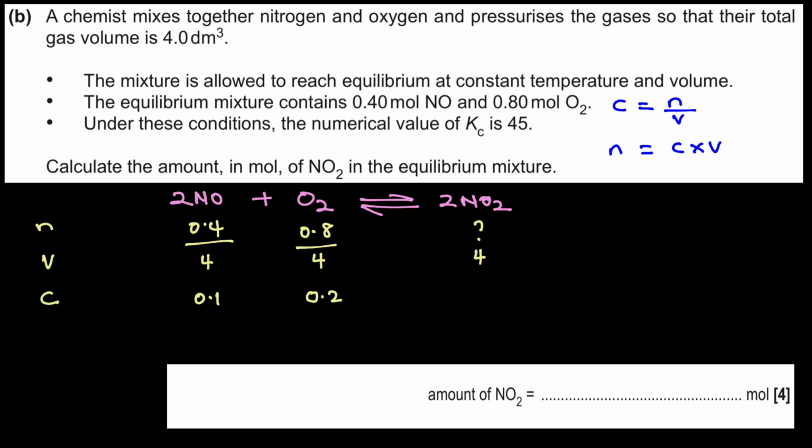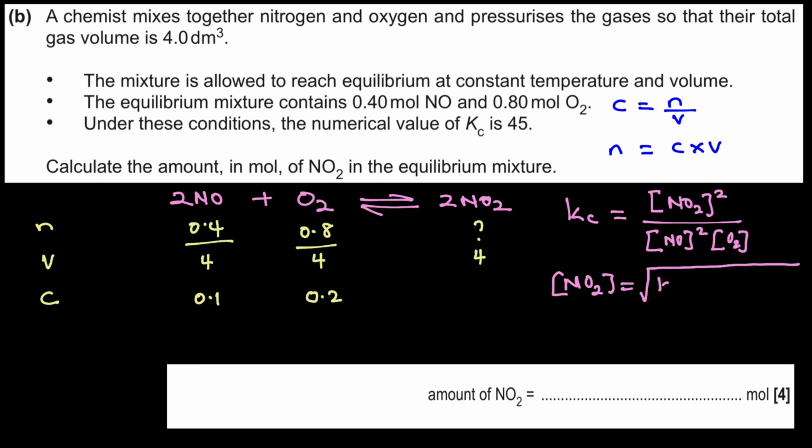And now what we need to do is apply the Kc. Kc is equal to the concentration squared of NO2 over concentration of NO squared and O2. What we now need to do is rearrange that and plug the values in to find NO2. For NO2, the concentration will be the square root of Kc times the concentration of NO squared times the concentration of O2.